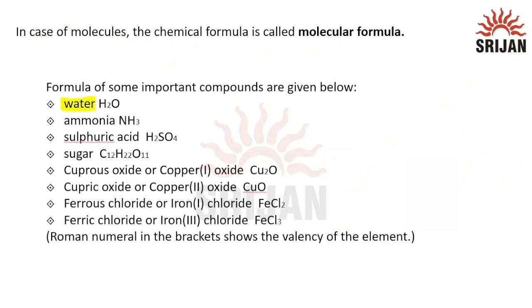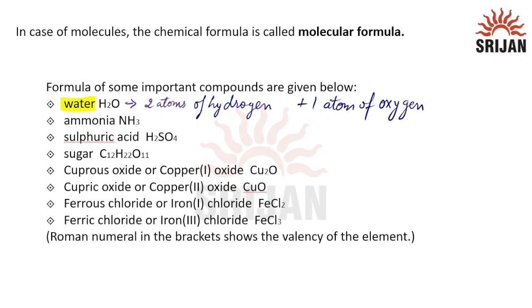For example, water. Its formula is H2O: two atoms of hydrogen and one atom of oxygen. Similarly, ammonia, it suggests that it is made up of one atom of nitrogen and three atoms of hydrogen. Next, sulfuric acid. It suggests that it is made up of three types of atom: hydrogen, sulfur and oxygen. Two atoms of hydrogen, one sulfur atom and four atoms of oxygen.